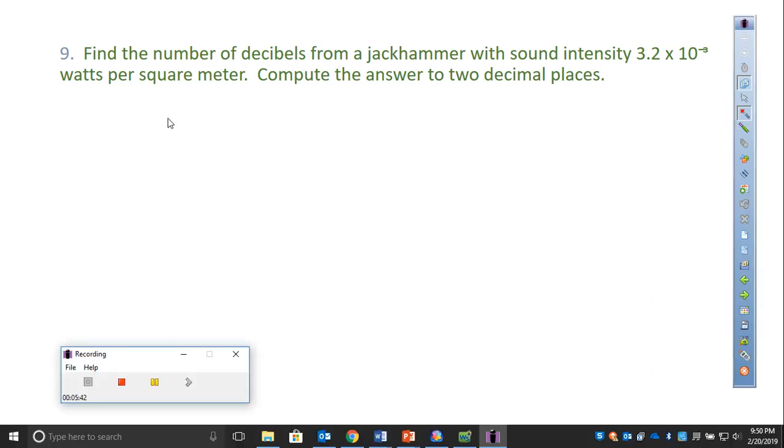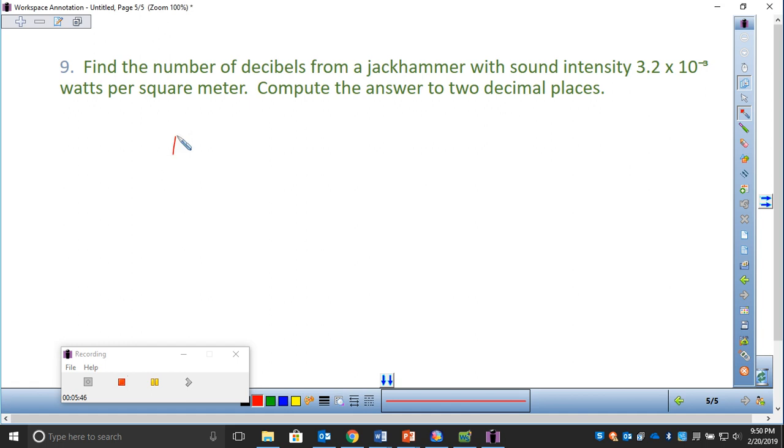So again, I'll write the formula out here for you. D equals 10 log I divided by I naught. Find the number of decibels of a jackhammer with a sound intensity of 3.2 times 10 to the negative third. So that's the intensity right there. Compute the answer to two decimal places.